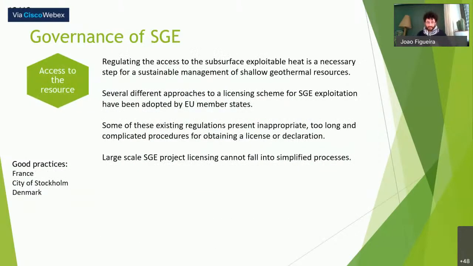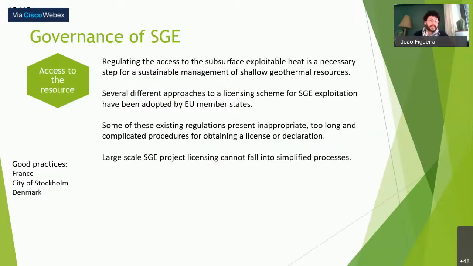Talking about the second part, the access to the source. So when we talk about the access to the source, we need to regulate it. And so we need to create some kind of licensing or permitting system. And we have already several different approaches across Europe to a licensing scheme for the exploitation of shallow geothermal energy. And some of these existing regulations present inappropriate, too long and complicated procedure for obtaining a license or declaration.